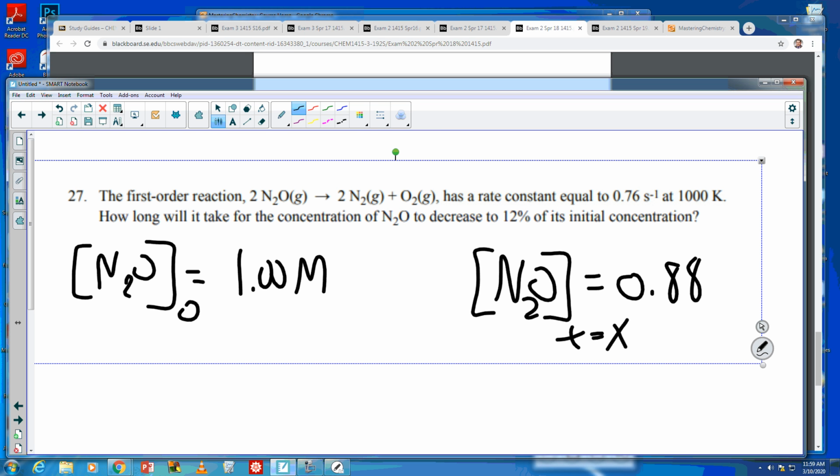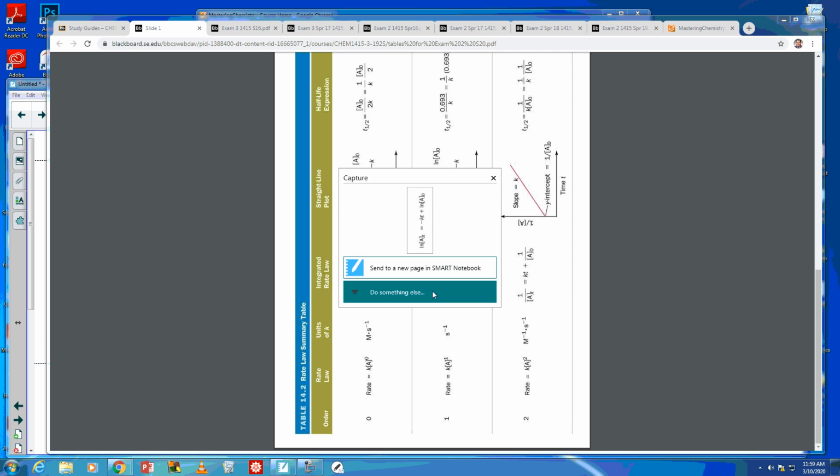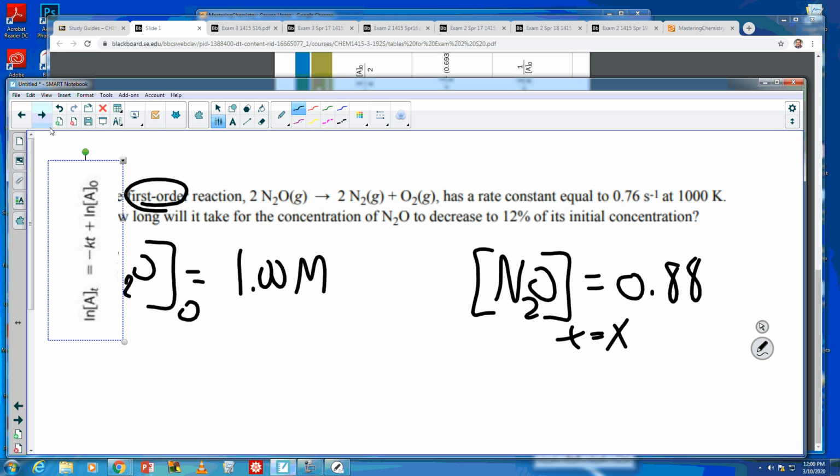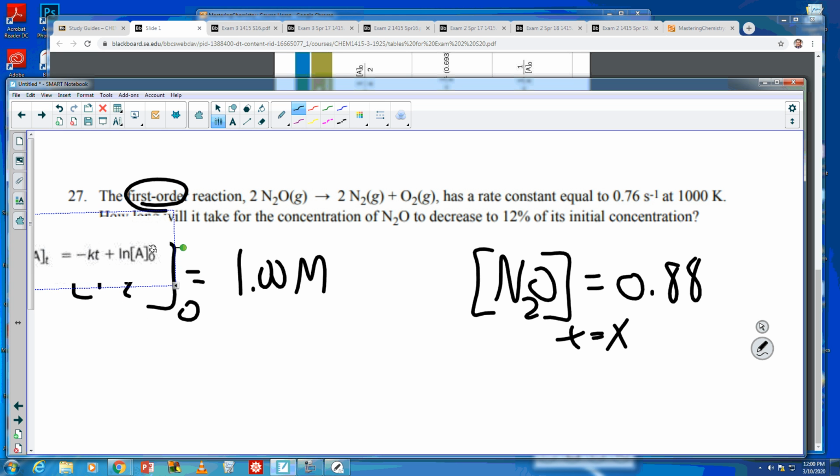Okay, so we would go back to our equation sheet. The key thing is we recognize that it's first order, so we want to go to the integrated rate law. We want to copy that page out. So, the integrated rate law for a first order reaction. This is first order. This is going to be my integrated rate law. We're going to solve for time.